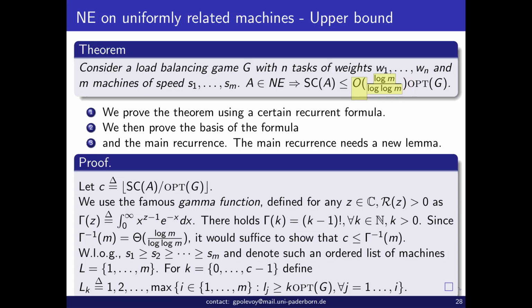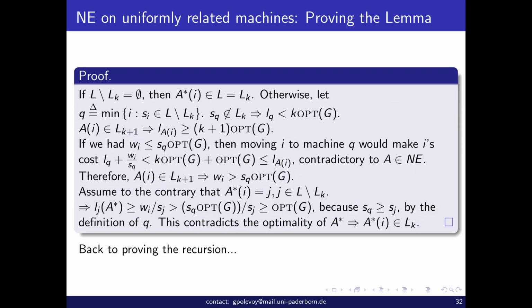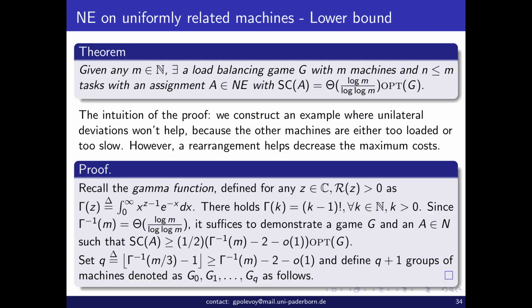Okay, by the way, let me again go over the steps of the proof. So we proved the theorem using the recurrent formula. It was quick. And then we need to prove the formula. So first we prove the base of the formula. It was that the size of L_{c-1} is at least 1. And then we prove this connection, which also required some lemma. Okay, so we are done.